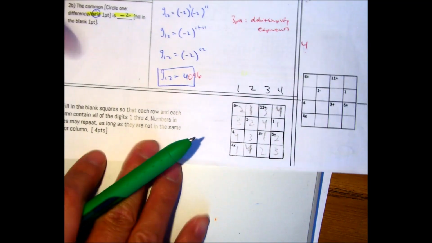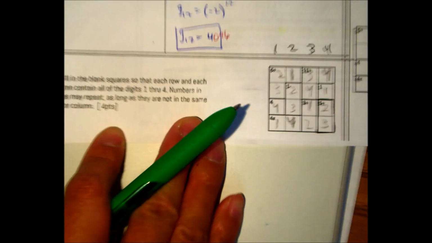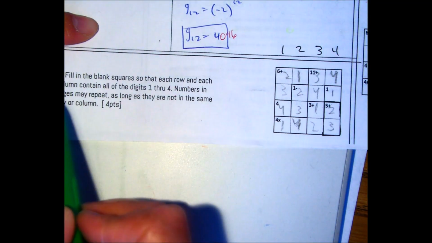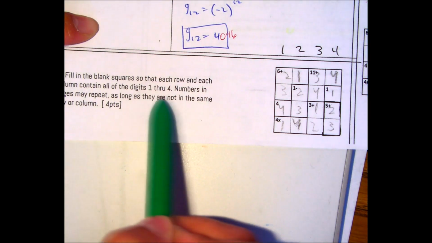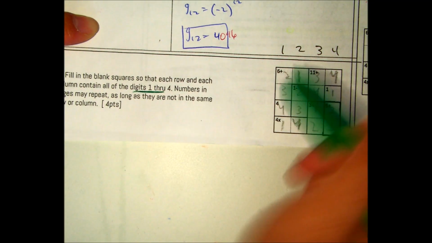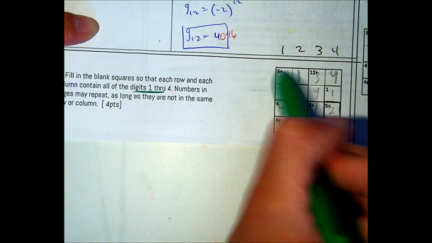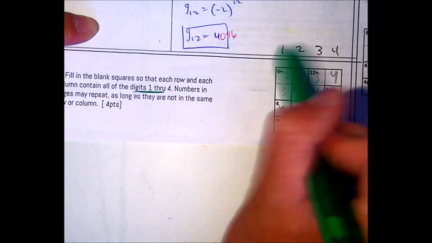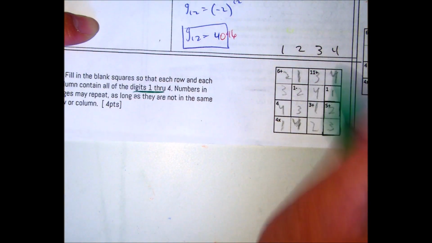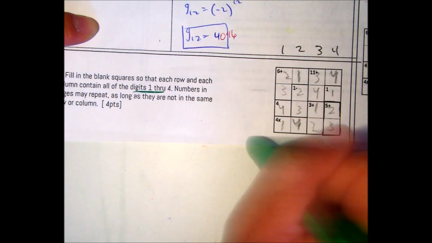And then the KenKen, or the Inky. Fill in the blank squares so that each row and each column contain all the digits 1 through 4. Numbers in cages may repeat as long as they are not in the same row or column. First thing I'm going to do is recognize that this is a 4x4. 4 boxes, so I'm only going to use the numbers 1, 2, 3, and 4. They're not going to repeat in a column, and they're not going to repeat in a row.